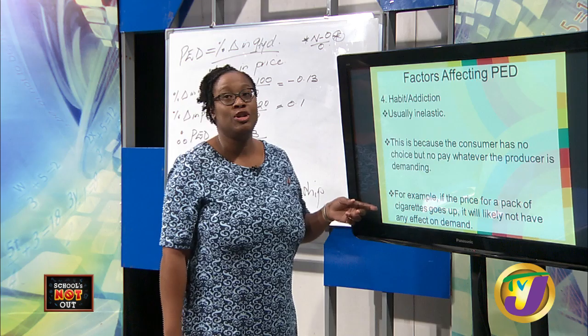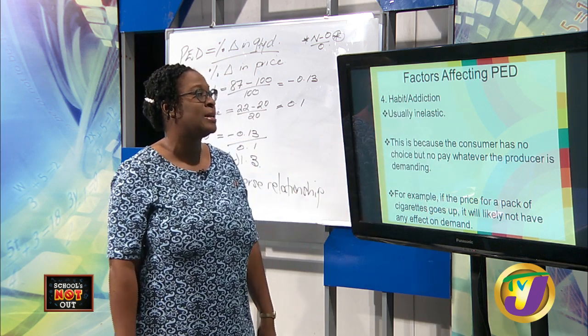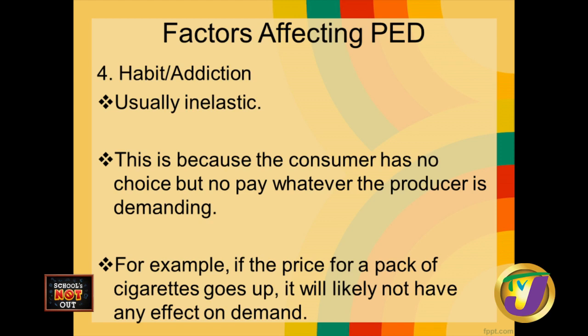Now, the last one we want to look at in terms of the factors that affect price elasticity of demand is whether the good is habit-forming or an addictive good. You'll find that for these goods, the price elasticity of demand is usually inelastic, because consumers know they have no other choice but to pay whatever the producer is demanding, because they are addicted. So for example, if the price of a pack of cigarettes goes up, it will likely not have any effect on demand because consumers are addicted to smoking cigarettes. Some persons are addicted to chocolate, so they will not pass the chocolate in the aisle. They will purchase it regardless of the price.